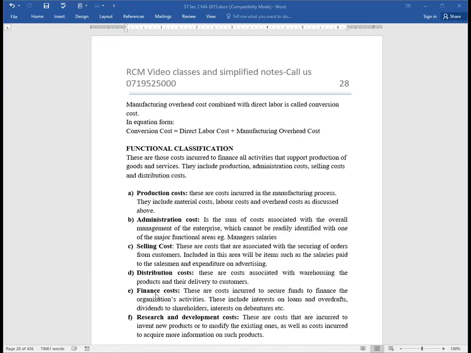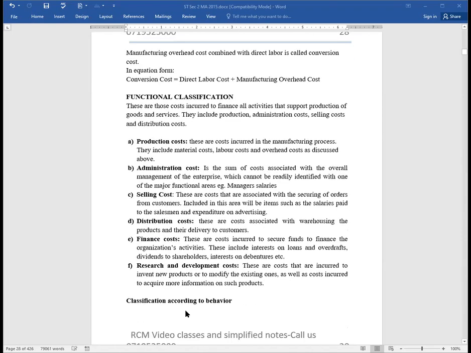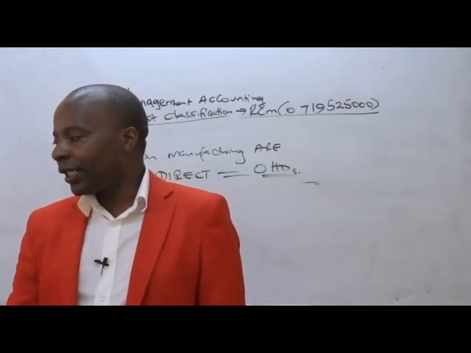So, ladies and gentlemen, we have finance cost. Of course, you need to be accounting for whatever you do in your company. So these are serious functions, and they have to be categorized. You must have costs related to that, like the wages and salaries of the accountants, etc., research and development.